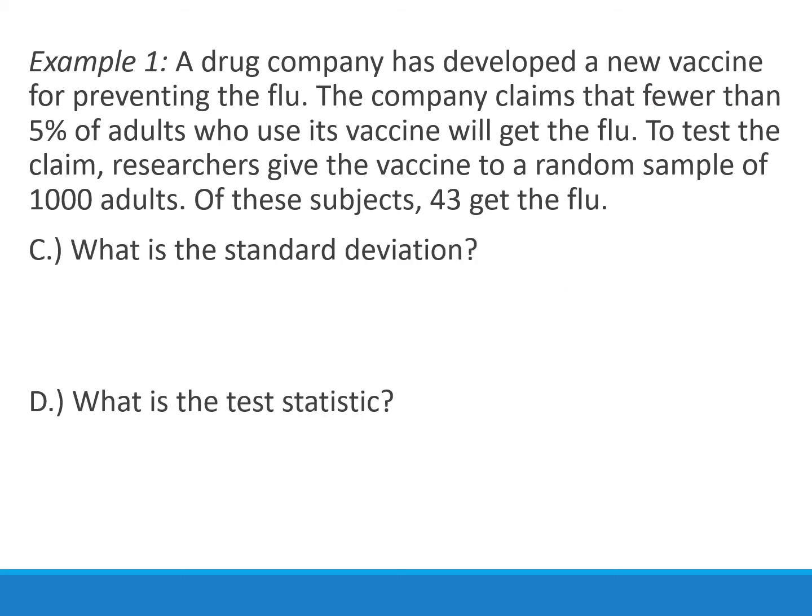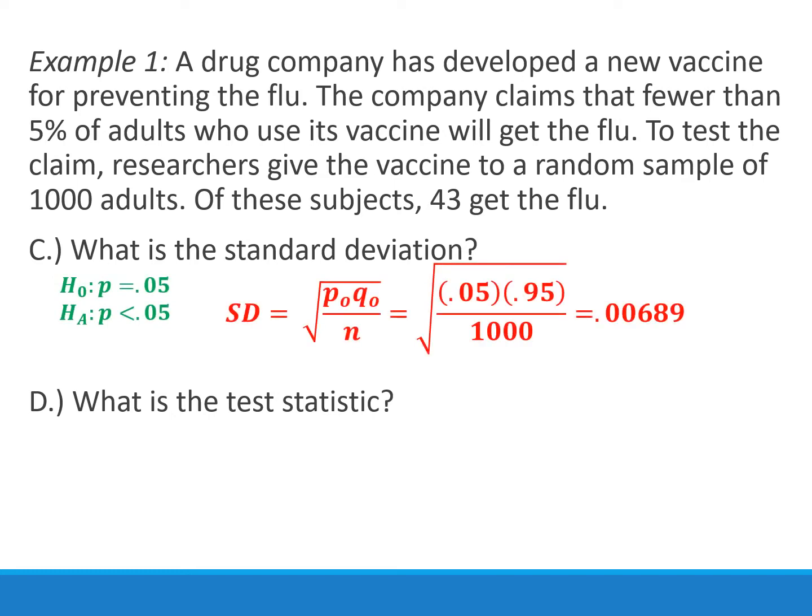Next up, let's find the standard deviation of this sampling distribution. It's based on the null hypothesis value because we're assuming this null hypothesis is true for the entire test. So we're going to plug in 0.05 for the P, 0.95 for the Q, 1,000 adults, that's our sample size. We get a standard deviation of 0.00689.